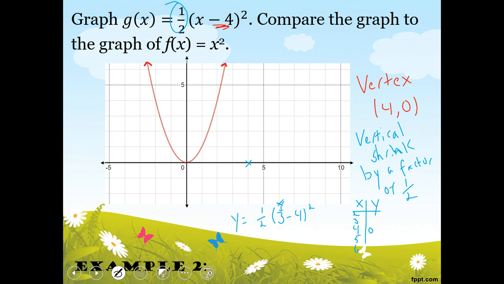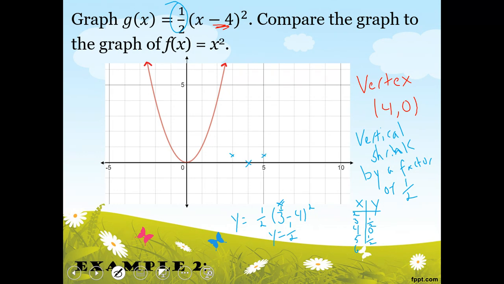So all I've done is plug in that x value of 3 right there. So 1 squared is 1. 1/2 of 1 is 1/2, so I know my value is going to be 1/2. So I know that this is 1/2, and this is 1/2. So I'm going to plot those points there. So there's 1/2 and 1/2.